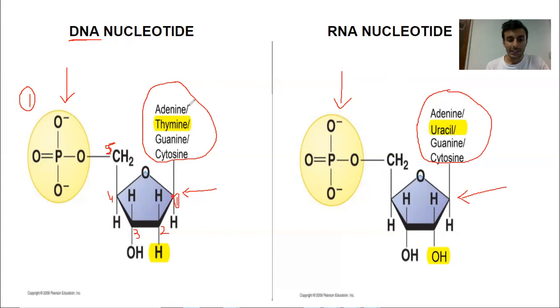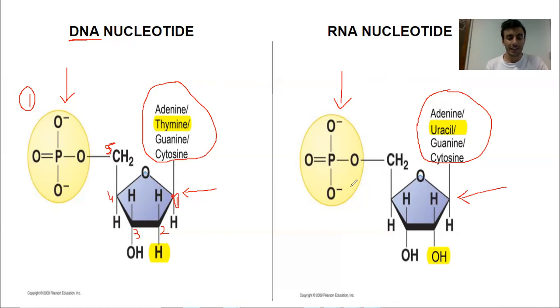As we can see, the adenine, guanine, and cytosine bases are present in both the DNA nucleotides and the RNA nucleotides. But the thymine base is specific to the DNA nucleotide, whereas the uracil base is specific only to the RNA nucleotide. So that's one major difference between the RNA nucleotide and the DNA nucleotide. So we have just discussed the 3 components that make up the nucleotides: the nucleotide base, the pentose sugar, which is deoxyribose in DNA and ribose in RNA, and the phosphate group, which is common to both the nucleotides.